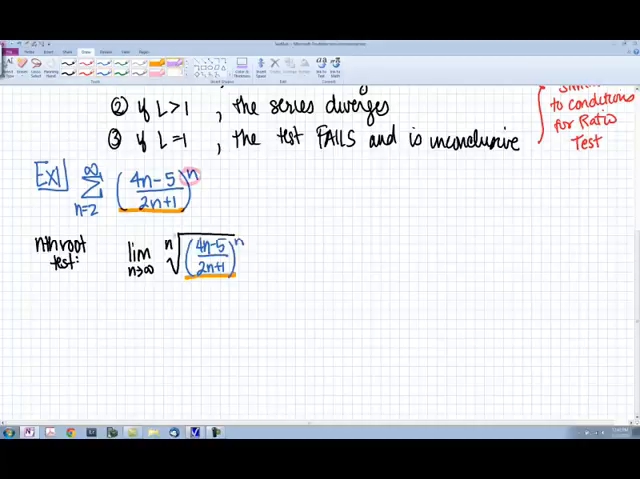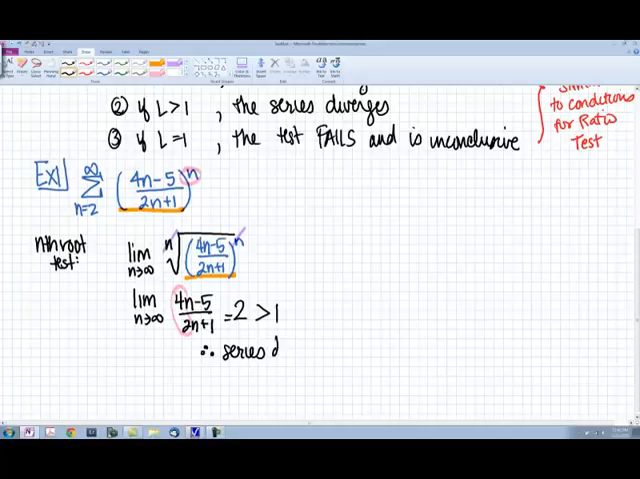So if you see, what happens is that the nth root and the nth power cancel, so that it leaves you with a much nicer little limit. We just have (4n minus 5) over (2n plus 1). Now when you're evaluating this limit, we're looking at the highest powers. The highest powers are n on top and n on the bottom, so our limit is simply going to be their coefficients ratio, which equals 2. And because 2 is greater than 1, the series diverges.